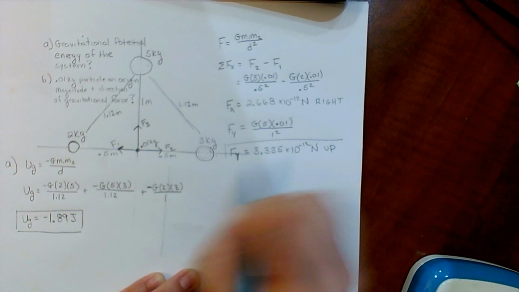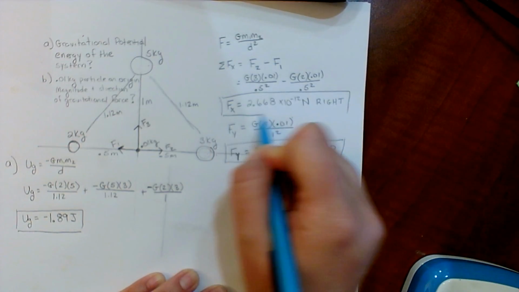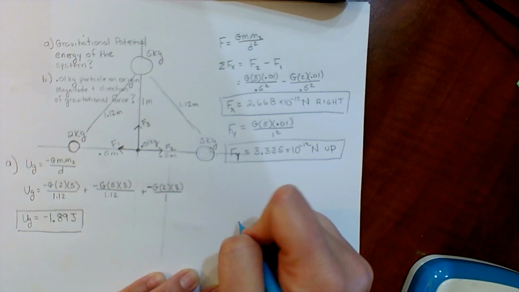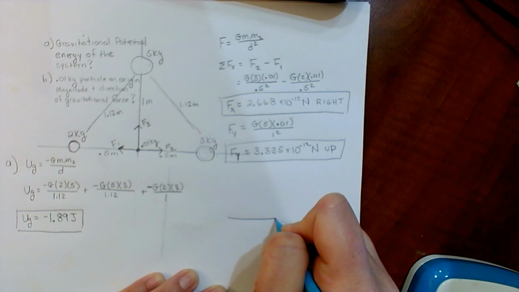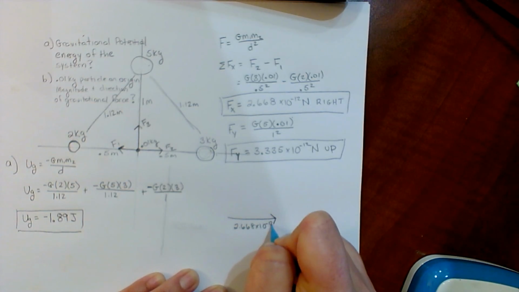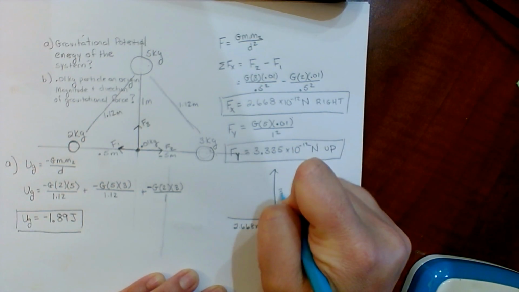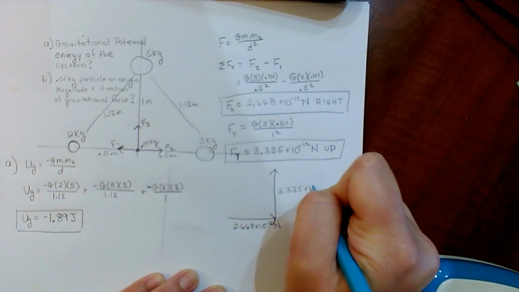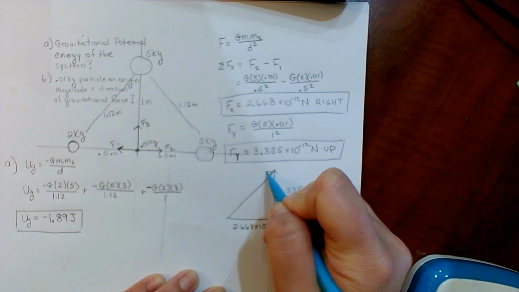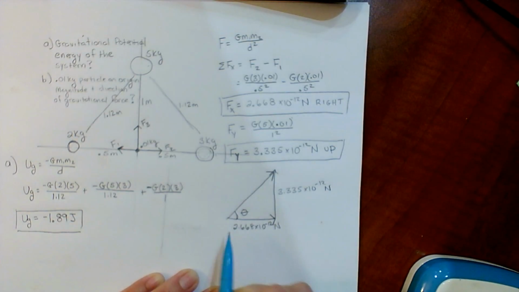So this is where students forget to add these together properly. We can't just add them together because they're in different directions. So we need to add them like you add perpendicular vectors. So we have Fx, 2.668 times 10 to the negative 12 newtons to the right, and 3.335 times 10 to the negative 12 newtons up. And our final answer will be the hypotenuse of that triangle, and we'll also need to find this angle.